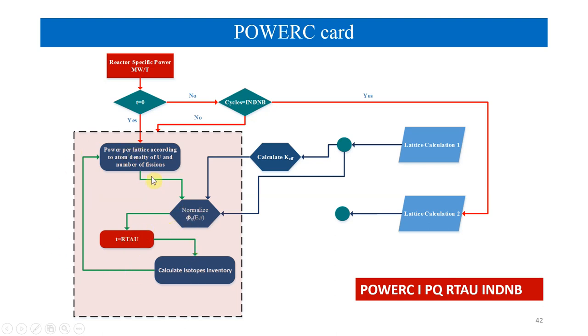again to calculate the flux for the same K effective, by the way, and wait in RTAU and calculate the isotopes inventory for four cycles. So if I have four cycles, I have four multiplied by this time. This time could be in days. If I set this time in days, so I operated the reactor for a certain power for a certain number of days according to this time and the number of cycles.